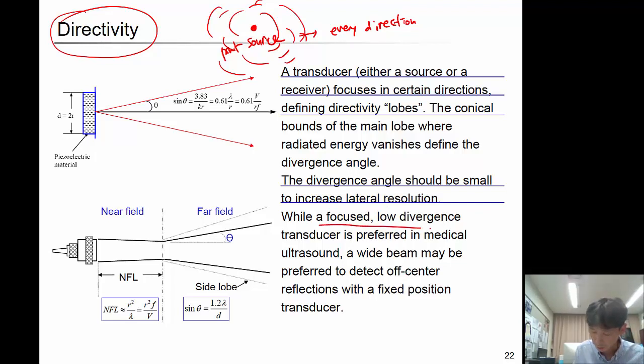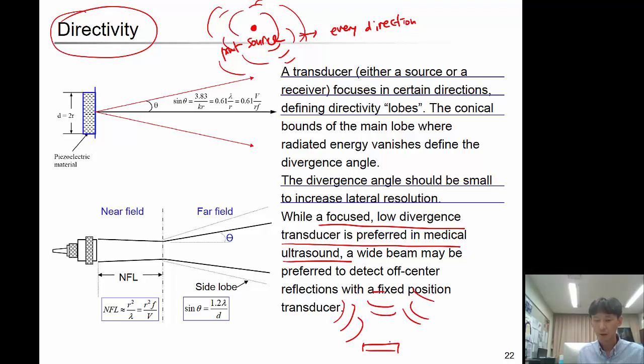A focused and low divergence transducer is preferred in medical ultrasound. When you do a medical exam, they use ultrasonic sensors, and those have very high directivity. But a wide beam may be preferred to detect off-center reflection with a fixed position transducer. So when you have a sensor that's collecting all the ultrasonic waves reflected all around it, then it's better to have low directivity.